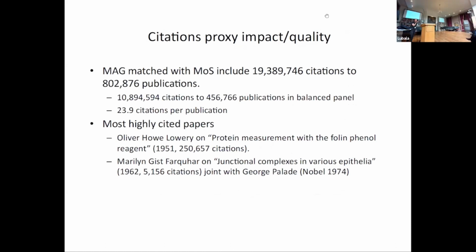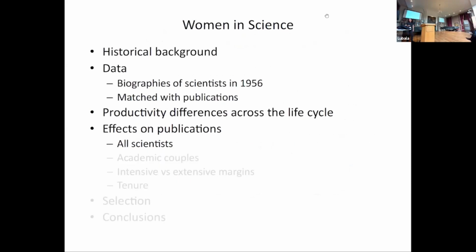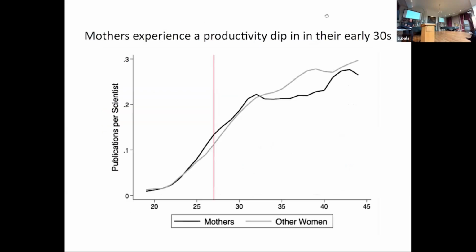We use citations to proxy for impact and quality, under the assumption that papers that are more highly cited on average are more impactful or more important papers. Now let me show you some results. One of the really striking patterns that we see in the data is that mothers experience a productivity dip in their early 30s.